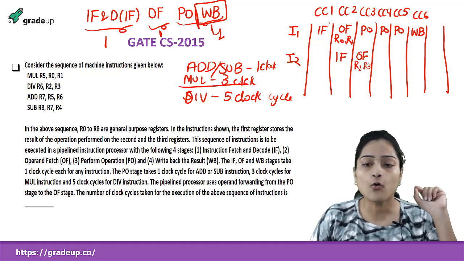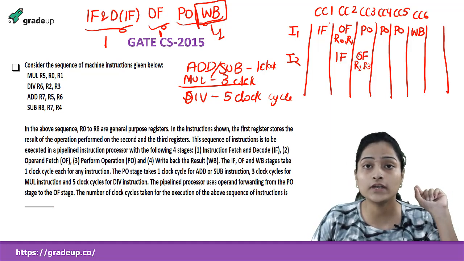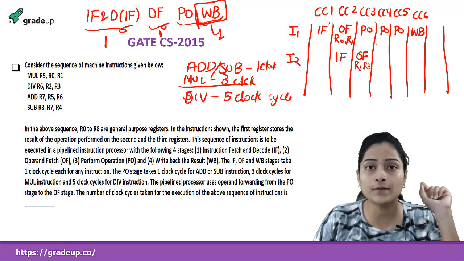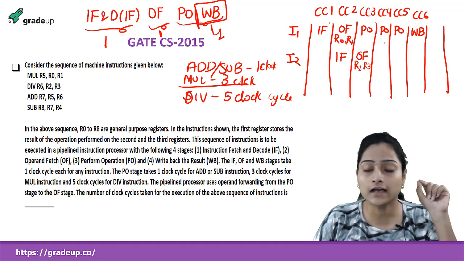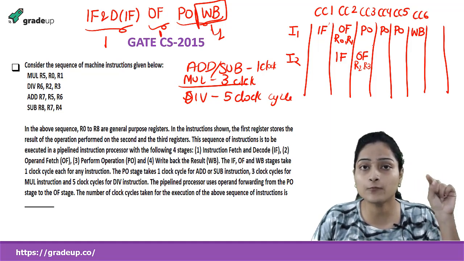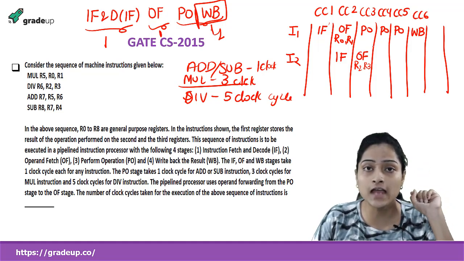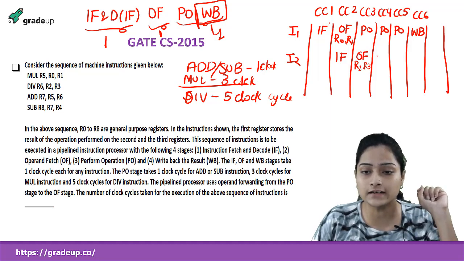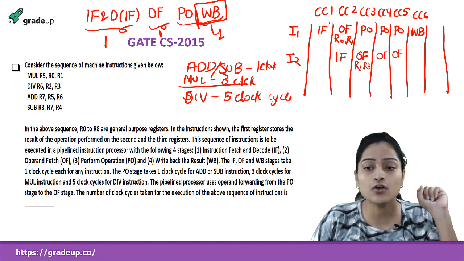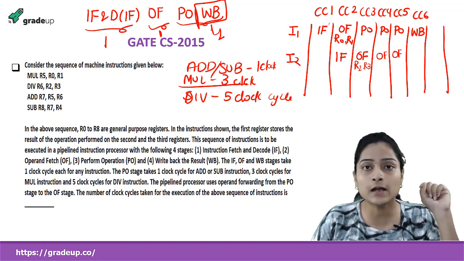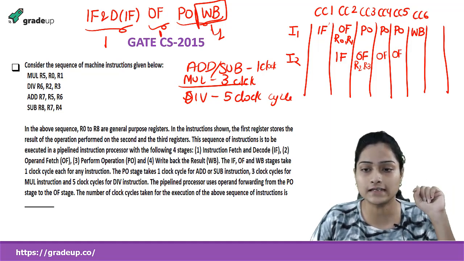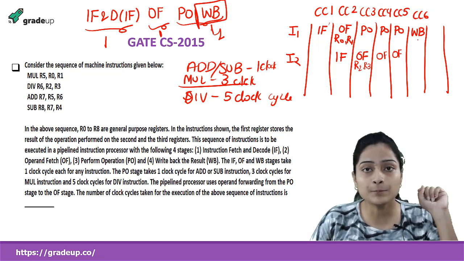Now, you will say this OF stage, operand fetching stage, is only taking 1 clock cycle, and in CC4 it can be inserted into perform operation stage. But it is not correct because your instruction I1 is taking 3 clock cycles in perform operation stage, and the perform operation stage hardware is busy with instruction I1. So I2 cannot be inserted. So I2 has to wait in your OF stage till the time I1 completes its operation in PO stage. At CC5, I1 completes its operation, then I2 will be given to PO stage.